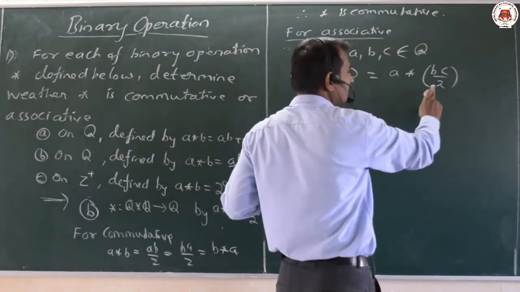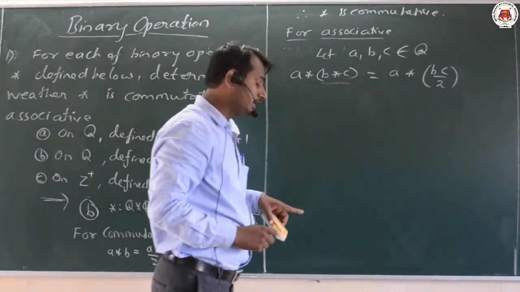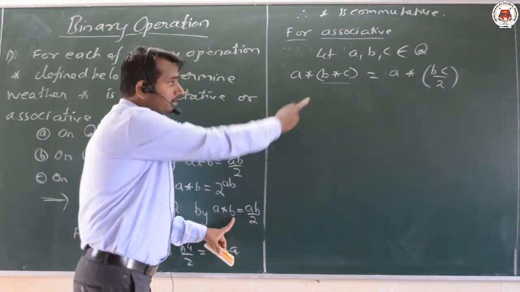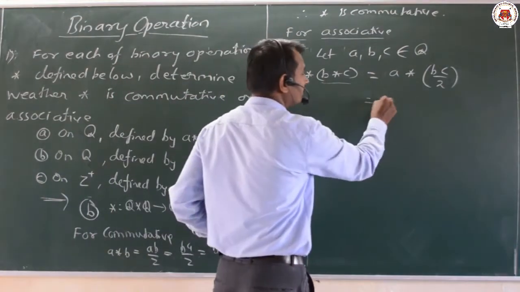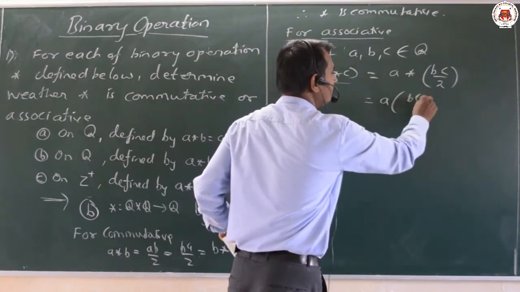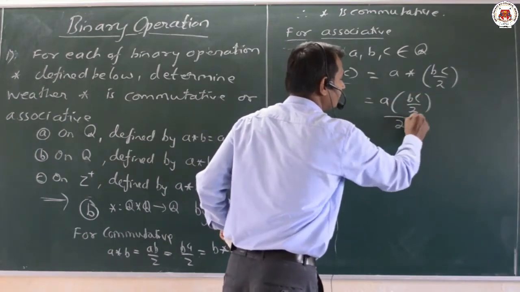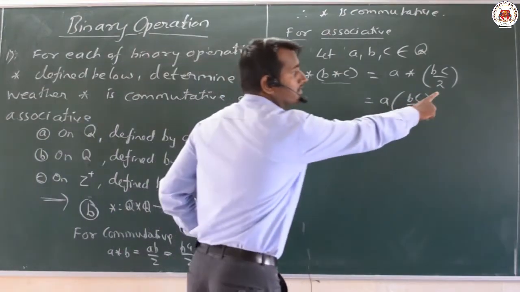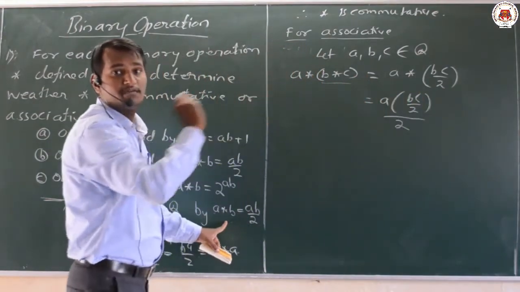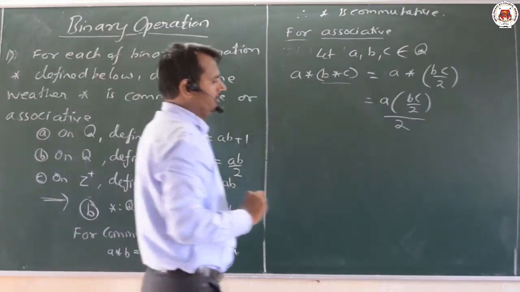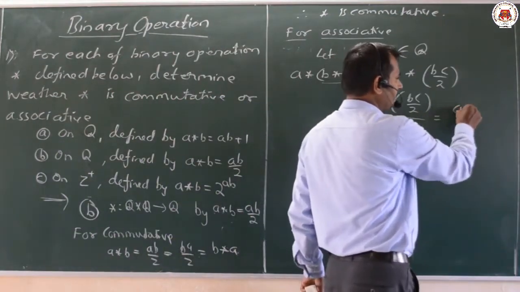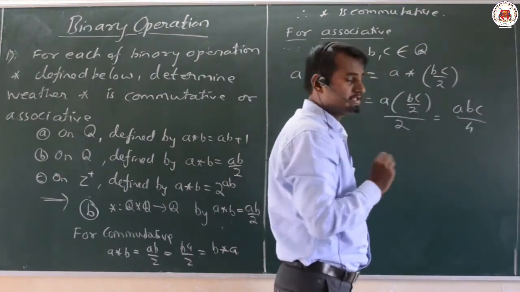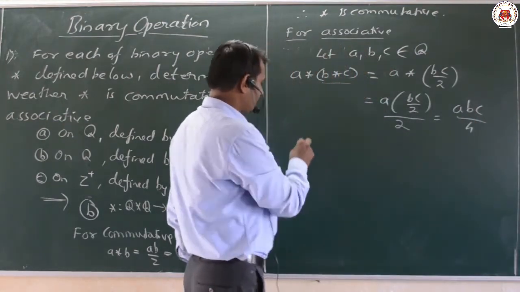Okay, now let us assume that whole B here equals BC by 2. So what we get now? That is A into BC by 2, whole divided by 2 here. Why? Because this B means here we have BC by 2. Now we shall multiply. It is very simple. That is ABC divided by 2 times 2, which is 4, we got. That is one thing. Now the second part, what we have?